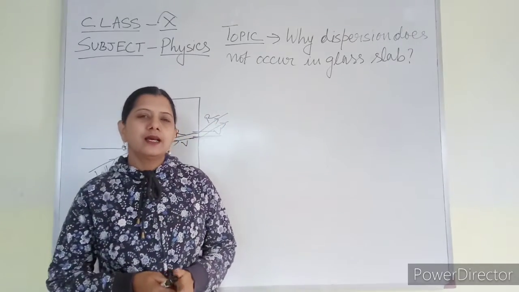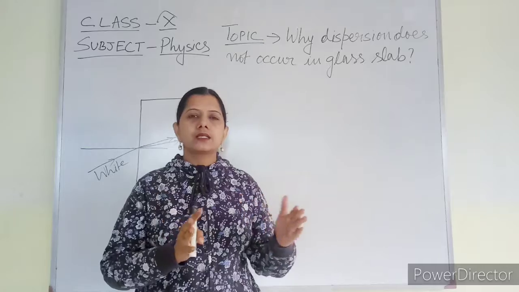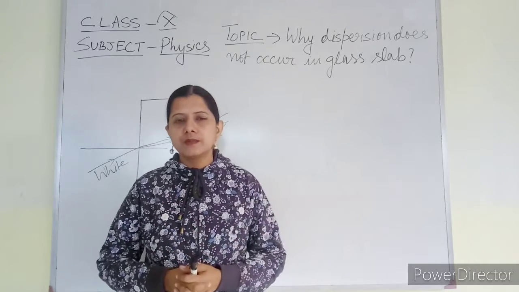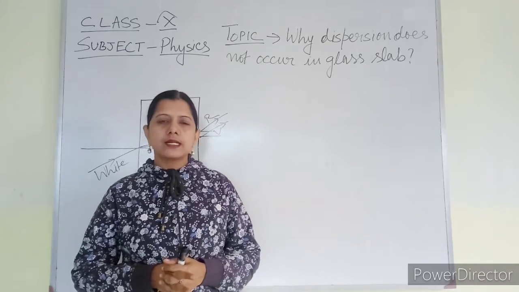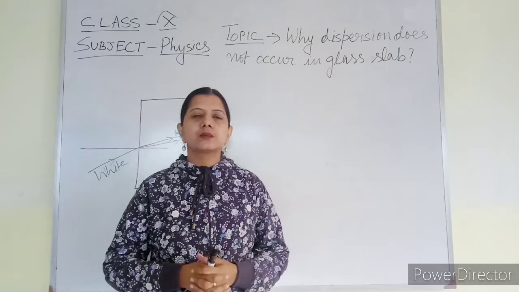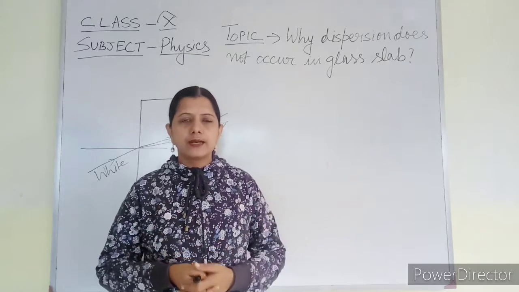Okay, class 10, I told you that I will make a video regarding the difference between glass slab and prism. What is the difference? In case of prism, dispersion of light occurs. That is, in case of prism, you can find white light splitting into 7 colors. Rainbow can be seen, VIBGYOR can be seen.